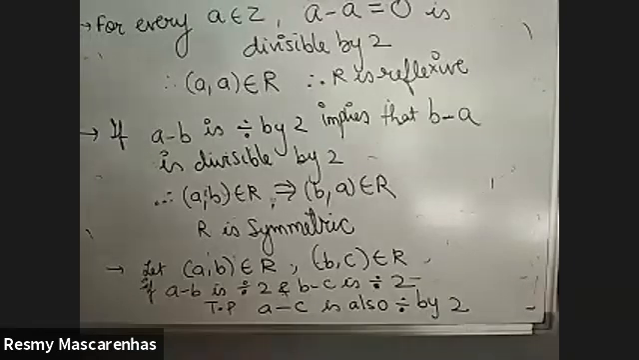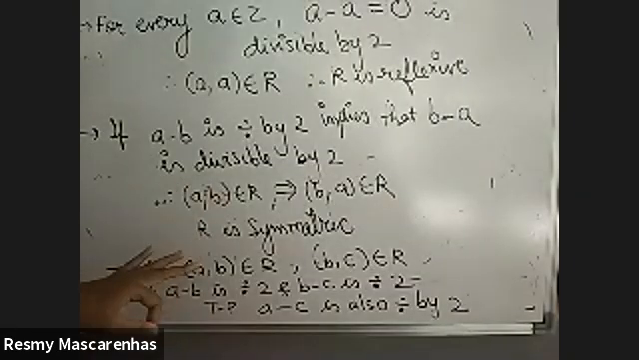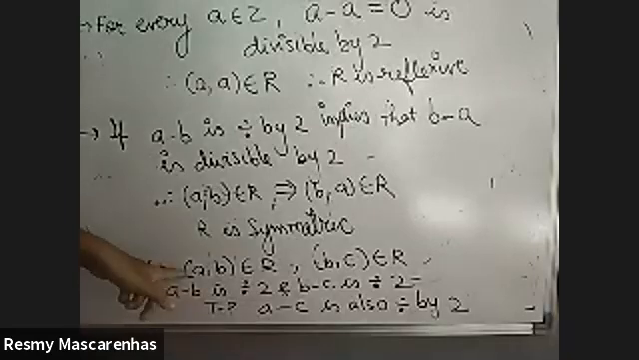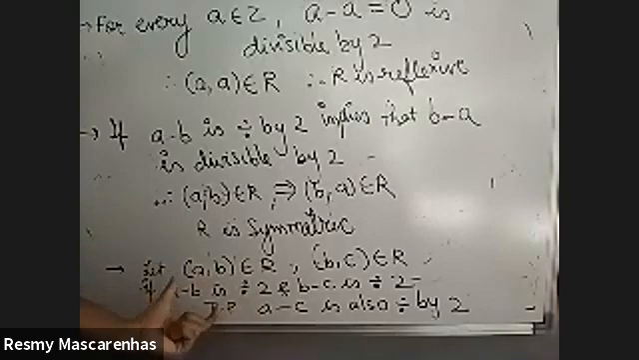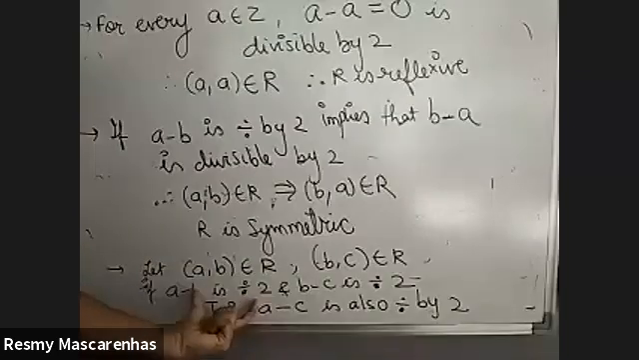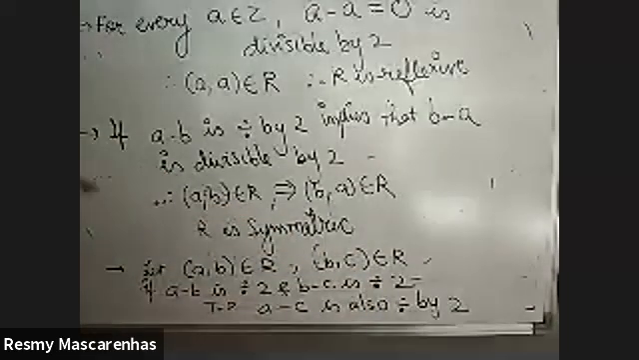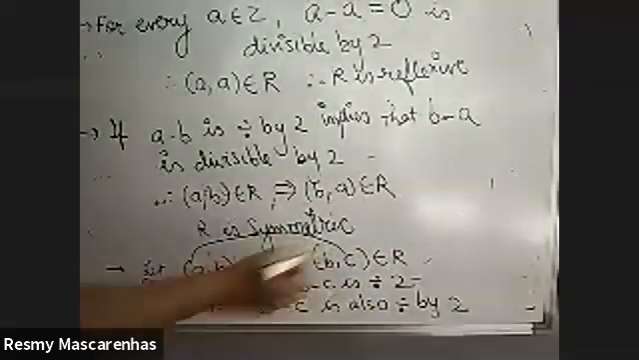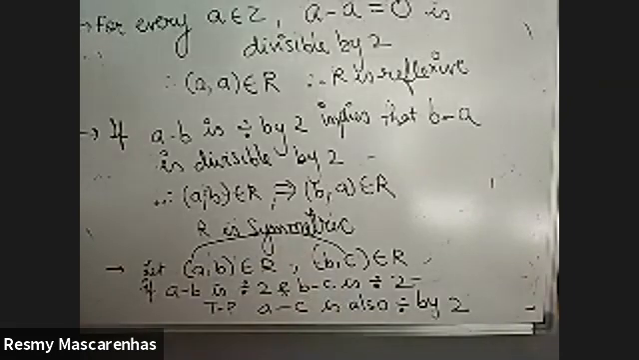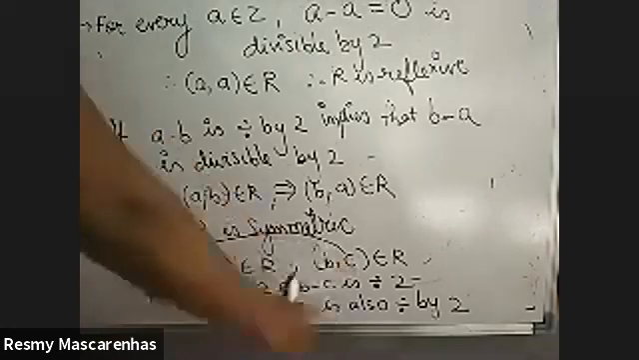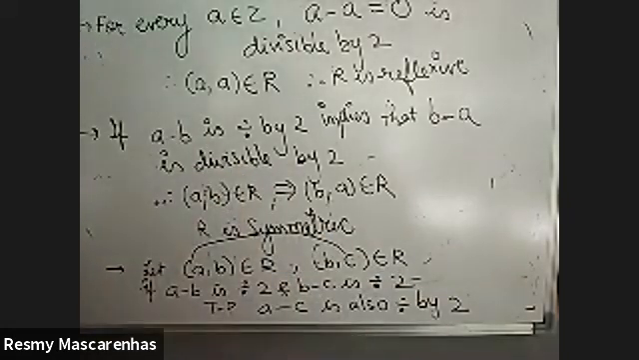Again, I'm repeating this. 3 numbers we have to check now for transitivity always. So the 3 numbers will be A, B and C. First it will be A minus B. This you are assuming. If this is divisible by 2 and B minus C is also divisible by 2, then it should hold for the first and the last one. So we check whether A minus C is also divisible by 2.